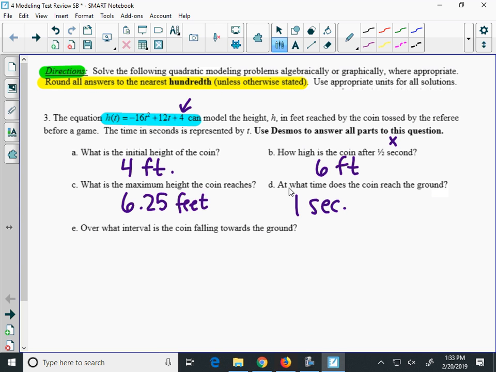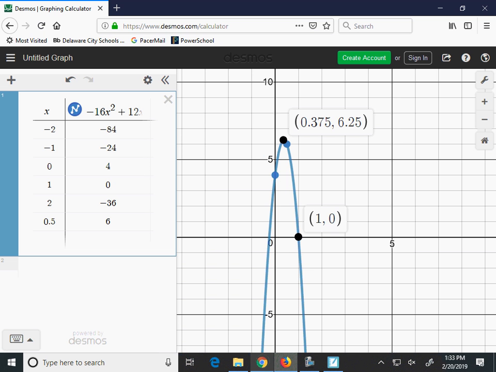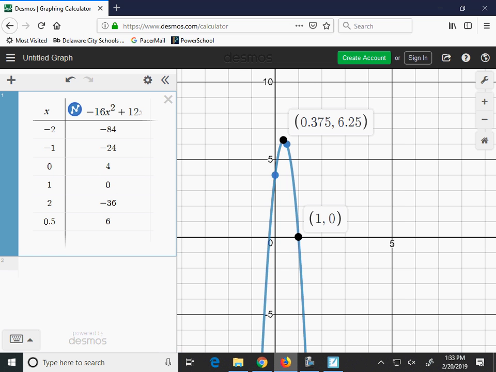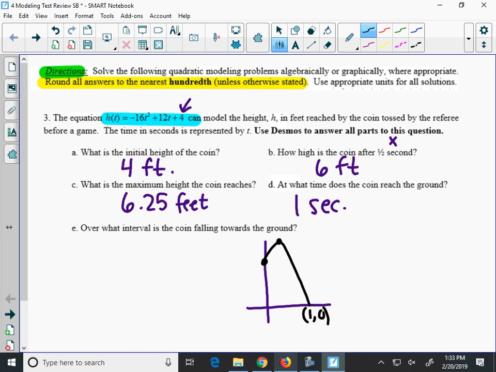And then finally, over what interval is the coin falling towards the ground? This one's a little bit more complicated. So actually, let me sketch a picture here for you really quick. Here's your graph. Okay, here's your axis. You start the coin here, and it goes up and comes back down. Well, we know it reaches the ground after 1 second, and its maximum value was at 0.375, 6.25.